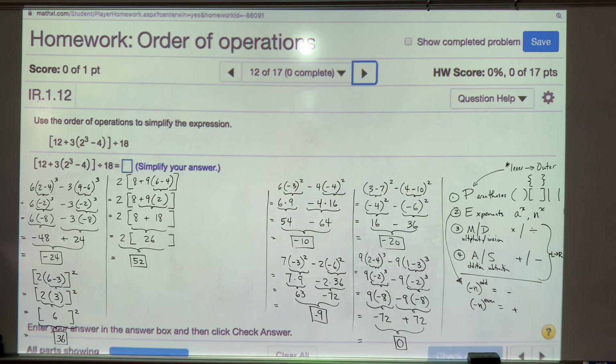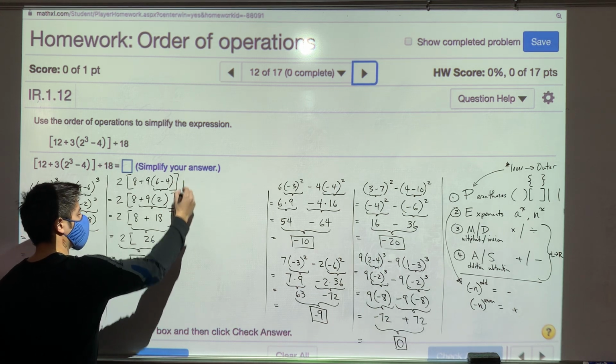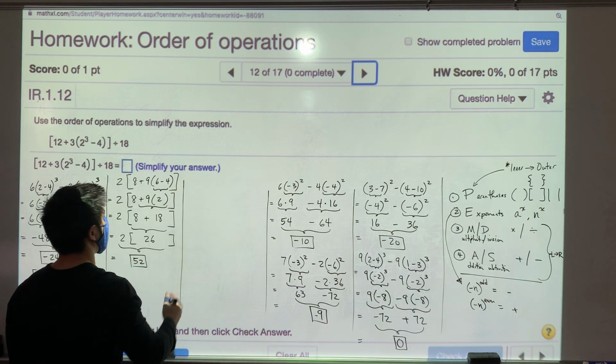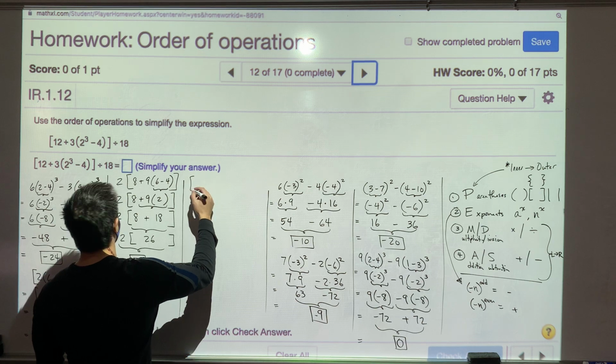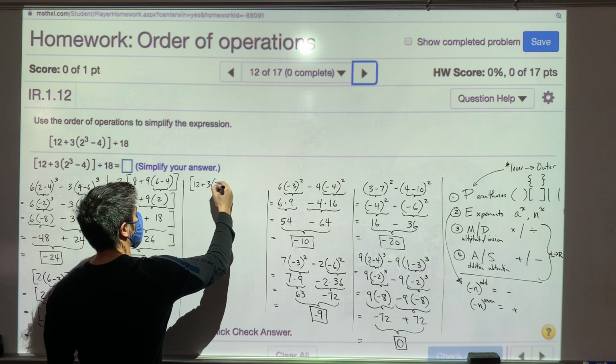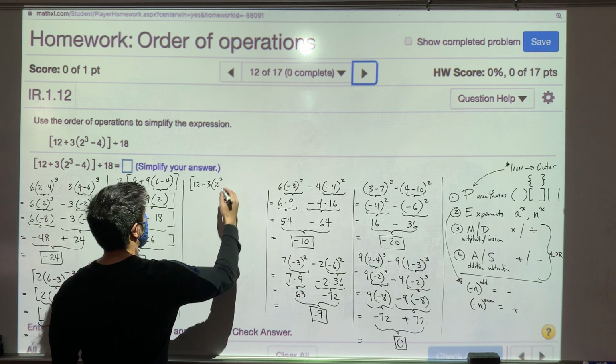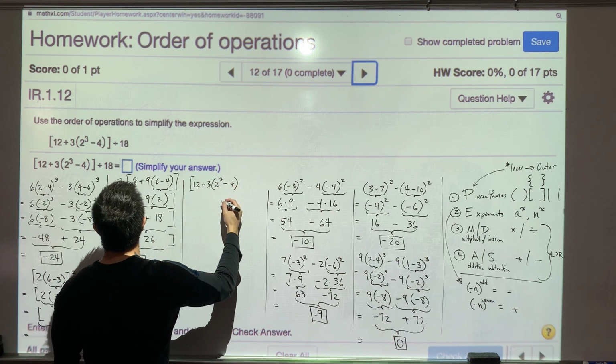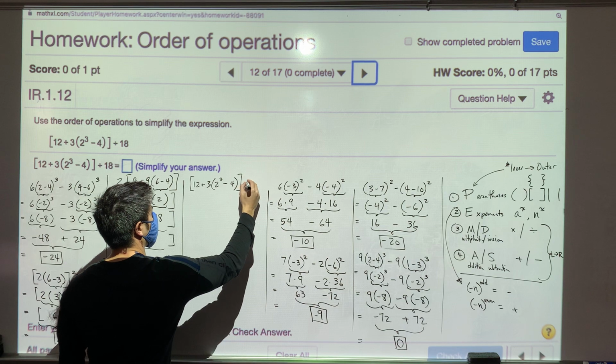All right, let's roll. This one looks like it's got quite a bit associated with it, so let's see if we can take care of this problem. Here we go. I've got 12 plus 3 times the quantity 2 cubed minus 4, divided by 18.